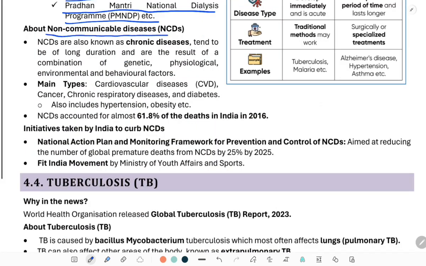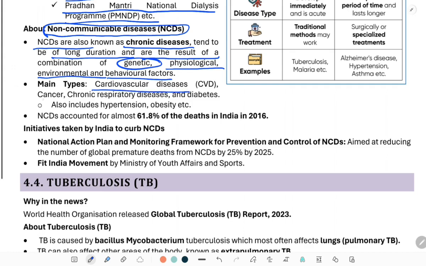We'll see what non-communicable diseases are. These NCDs are also known as chronic diseases that tend to be of long duration and are a result of a combination of genetic, physiological, environmental and behavioral factors. The main types are cardiovascular disease, cancer, chronic respiratory diseases and diabetes. NCDs accounted for almost 61.8% of the deaths in India in 2016.